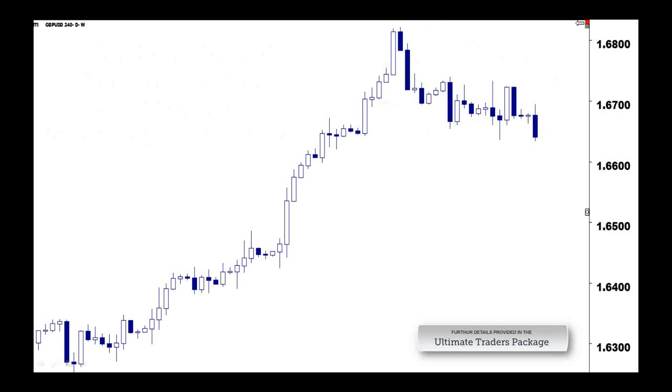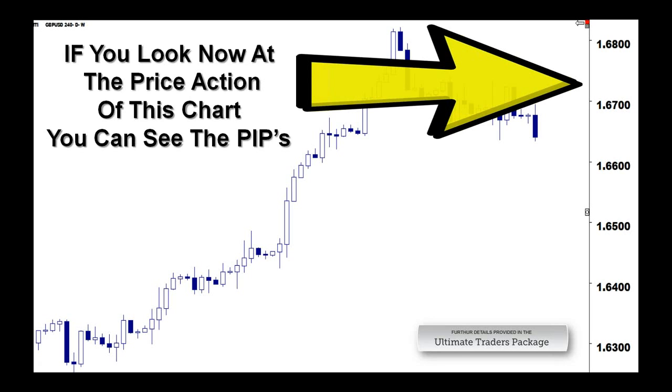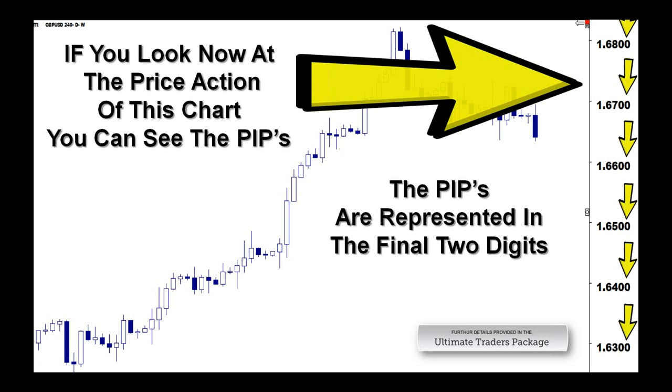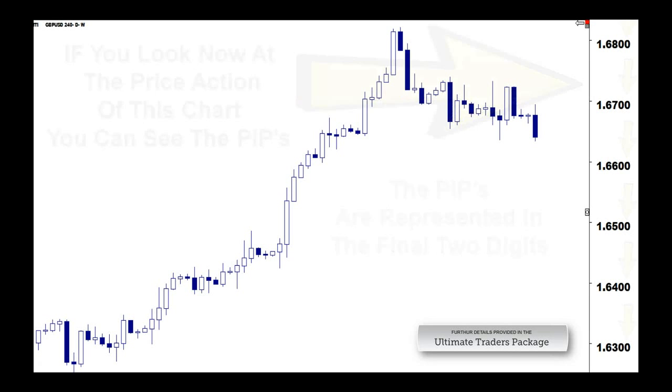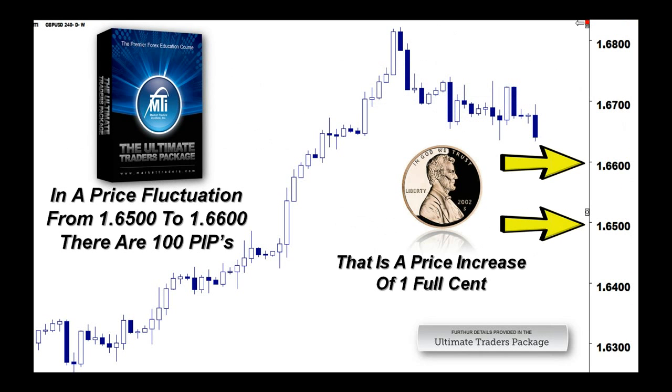Now, if you look now at the price action of this chart, on the right-hand side of your screen, you can see the pips, right? Now, the pips are represented in the final 2 digits of these numbers. Now, in a price fluctuation, if the market were to move from 1.65 to 1.66, that is a 1 full cent increase, and at the same time in the Forex market, that is a 100 pip increase. Now, does everyone understand that?